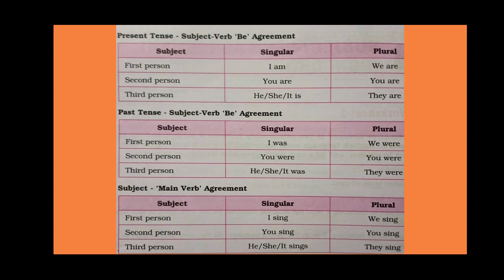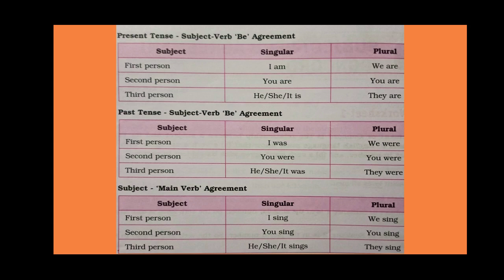So let's move forward. For second person, we will use were. As we have only you here, we will use were for singular as well as for plural. Then for third person, we have he, she, it subjects in the singular category, and we will use was for all singulars, and for plural we have they, and with they we will use were.